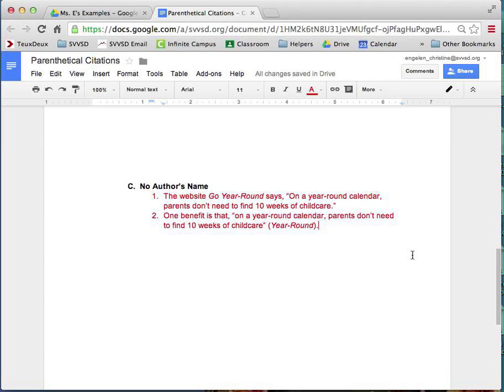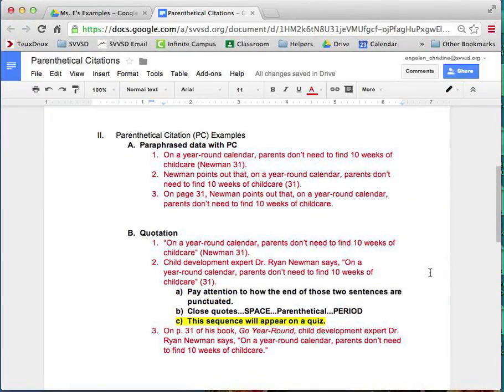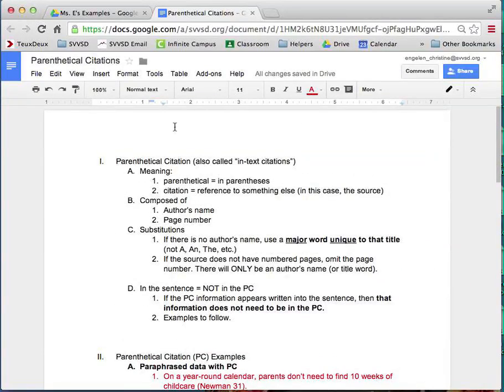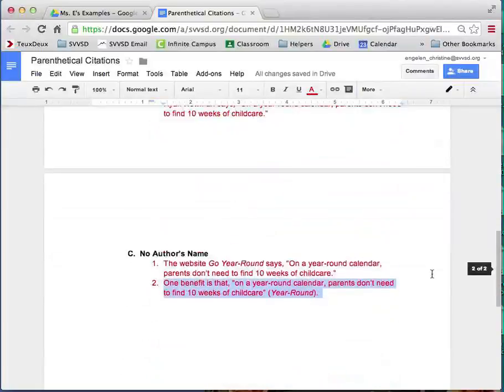Every single red line in your outline is a piece of data that you got from a source. And every single red line in your outline needs to attribute that fact to that source, whether it's done this way with the information in the sentence or whether it's done this way with an actual parenthetical citation. Okay? So here are your examples to refer back to. The title of the document is called Parenthetical Citations. It is available to you in Miss E's Examples. That is a folder I have shared with you. And if you need to, you can search for it in your search bar here and it will come up. So please use this document as you work on your outline.